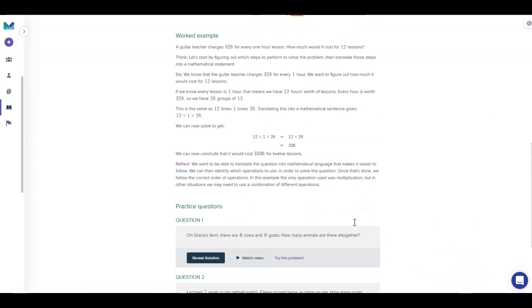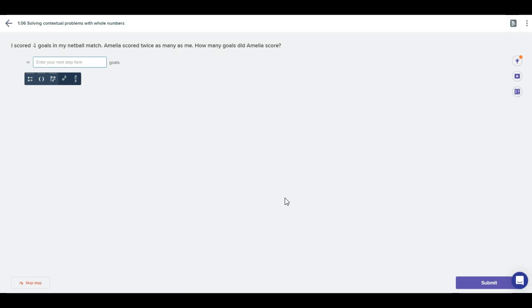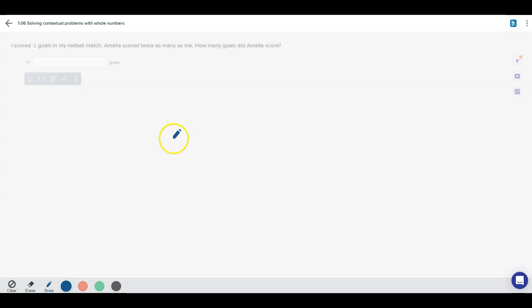So again, I just have to scroll down and we'll try the second problem. In this one it says, I scored 4 goals in my netball match. Amelia scored twice as many as me. How many goals did Amelia score? So there's a few things we have to look at here. We know how many we scored. So again, let me get my sketch pad. We scored 4 goals. We know that Amelia scored twice as many. Twice is an important word, and it wants us to find out how many Amelia scored.